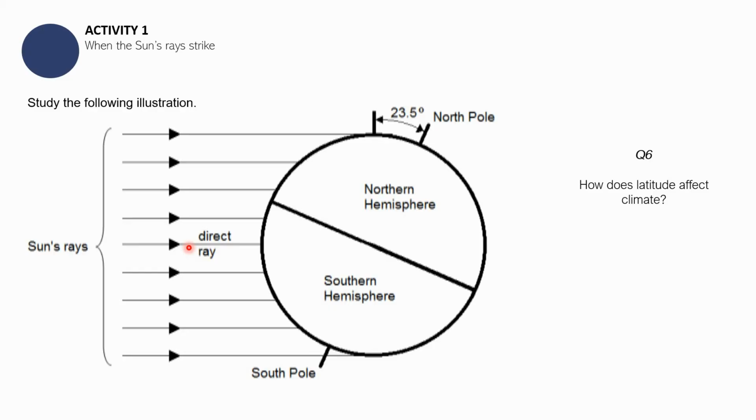Remember, a latitude is an imaginary line that is parallel to the equator. So if the equator is an imaginary line that cuts the planet into the northern and the southern hemisphere, then the latitudes are these imaginary lines that are parallel to the equator. So if a particular place lives in a particular latitude, how does that affect its climate? If you need more time in explaining your answer, you can pause this video.